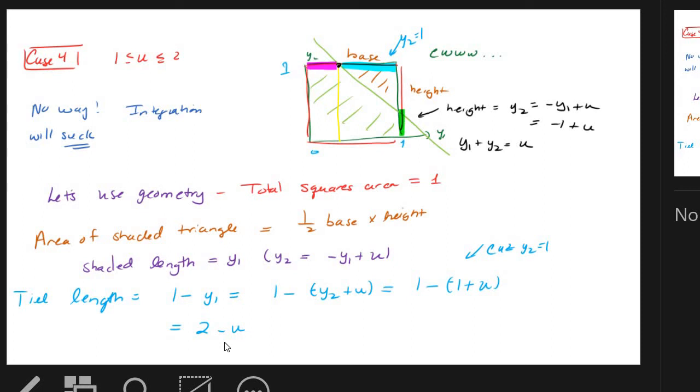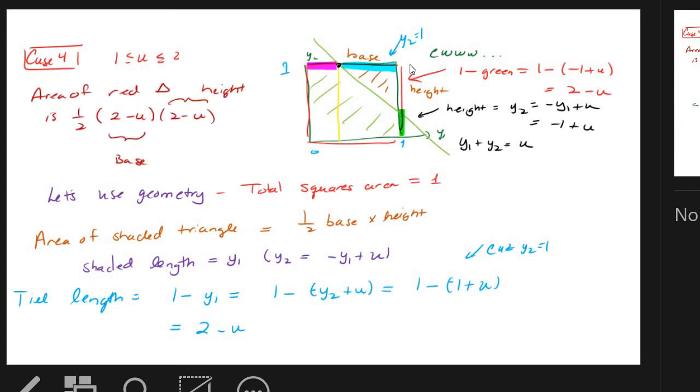Then I calculate this height. That's just y2 equals minus y1. Again, I'm using the formula for the line, but in this case, y1 is 1, so I plug in y1, and I get y2 is minus 1 plus u. So this green area is 1 minus that, because the whole stick is length 1. Subtract off the green part, and I get this top part here turns out to be 2 minus u as well. So it's an isosceles triangle. Two sides are the same. So the area of that red triangle is 1/2 base times height.